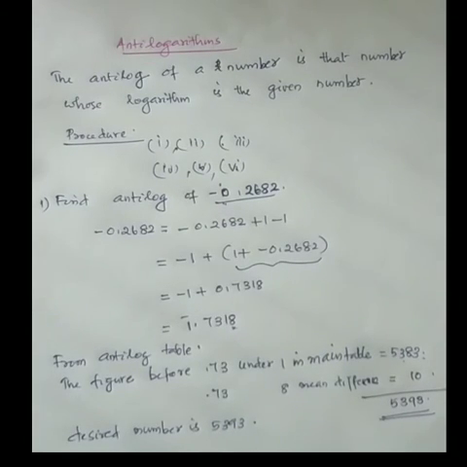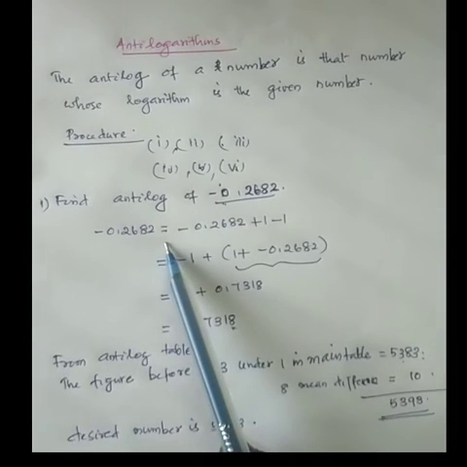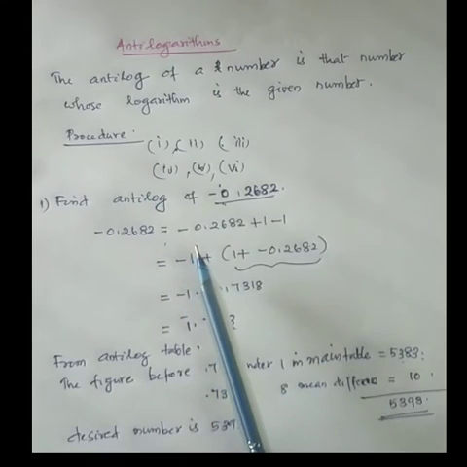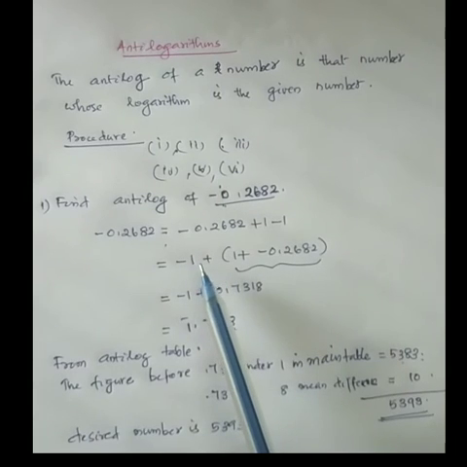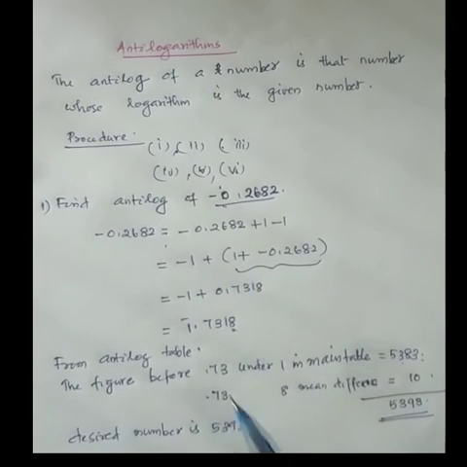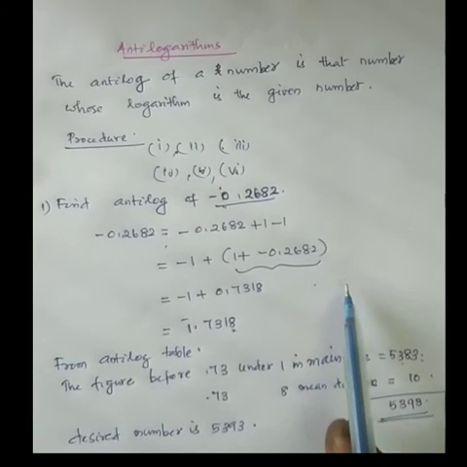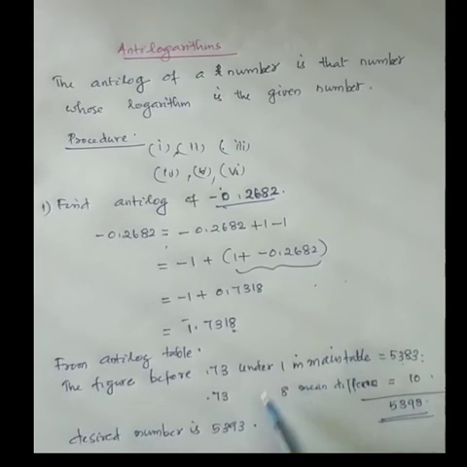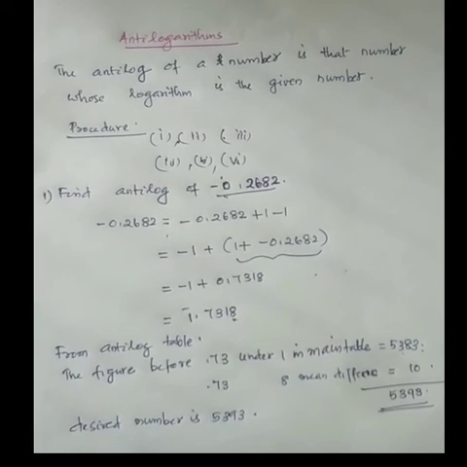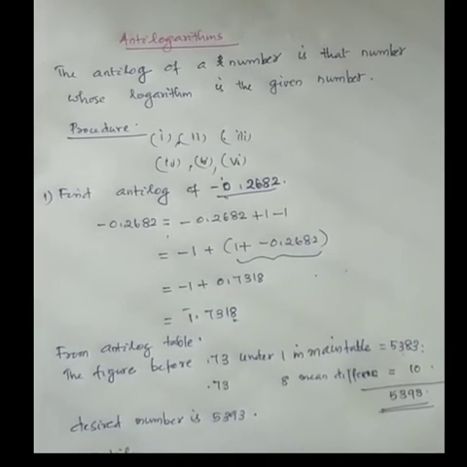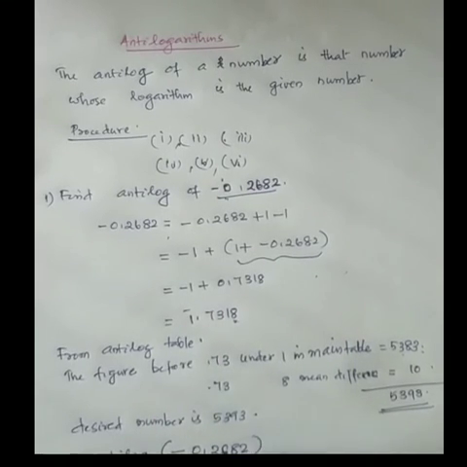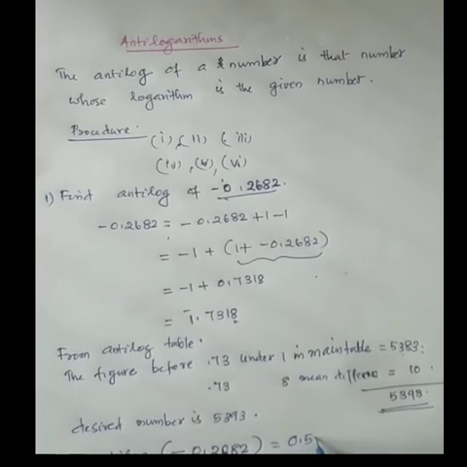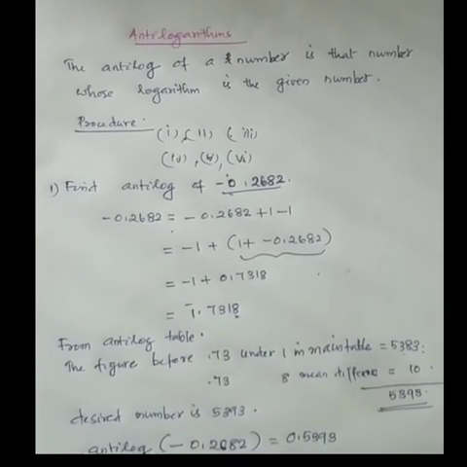Here the characteristic is -1. Therefore, the number must have no digit in the integral part. The number of zeros just after the decimal point will be what? -1 plus 1, it is equal to 0. Hence, the antilog of -0.2682 is equal to 0.5393.